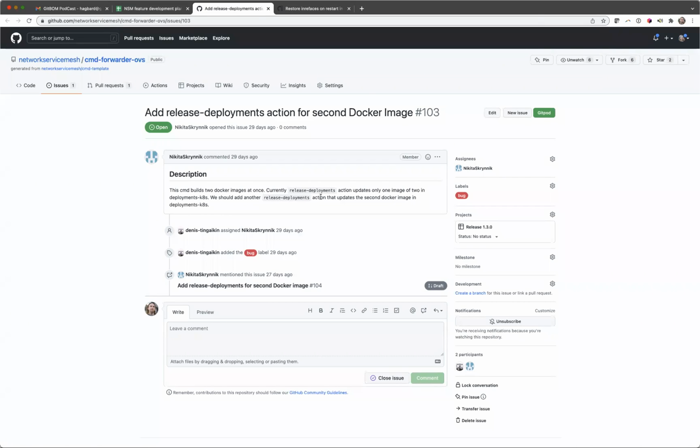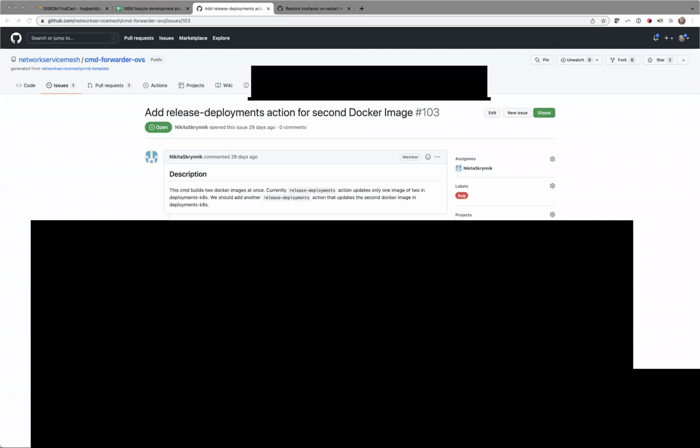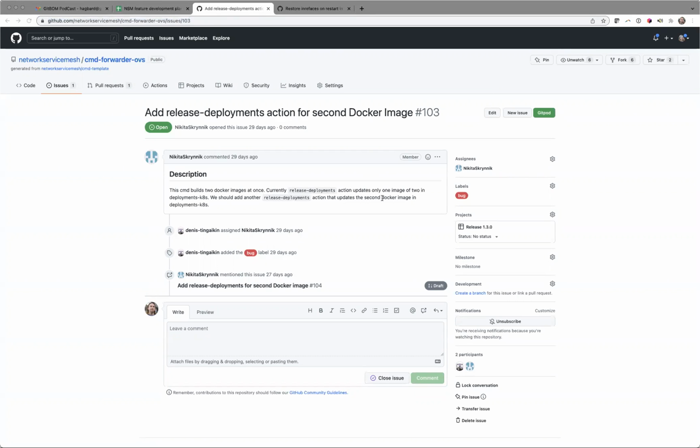Oh, I got it. Yep, we have one problematic repository, forwarder OVS. In this repository, we have two versions of the forwarder. The first forwarder is working in host mode, and the second forwarder is not working in host mode, and that's why we have two images for this repository. And currently OVS forwarder is not releasing the second image on release.